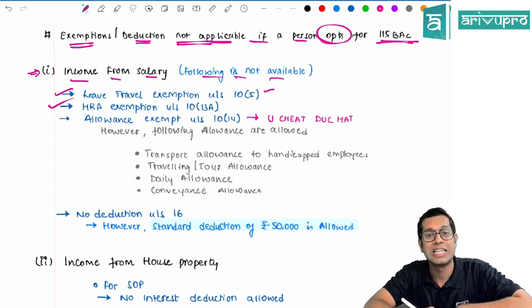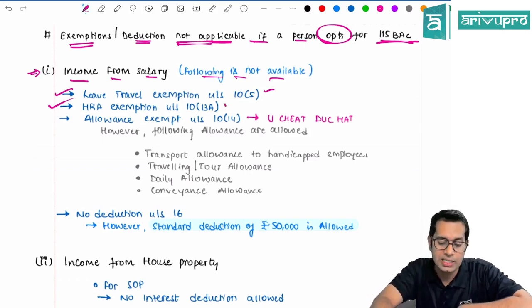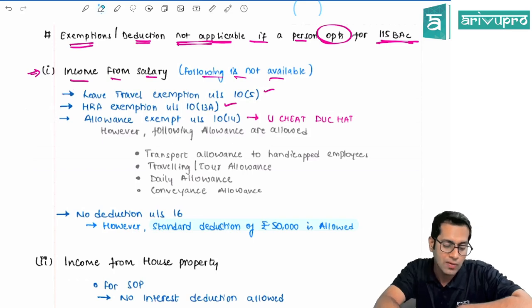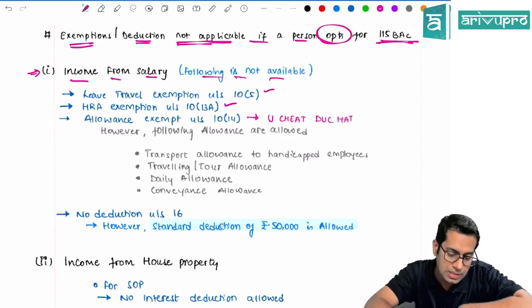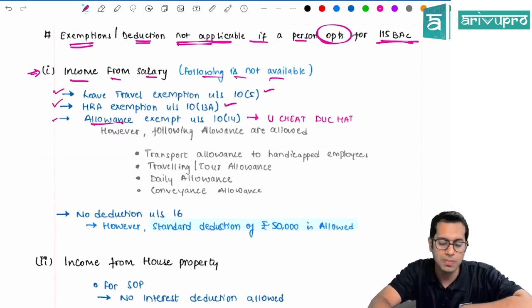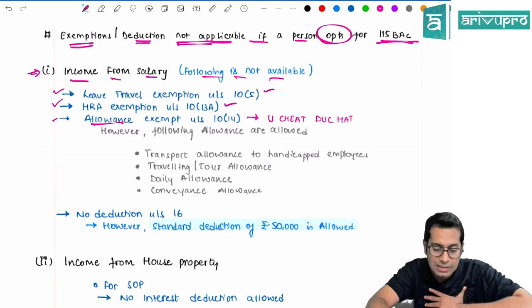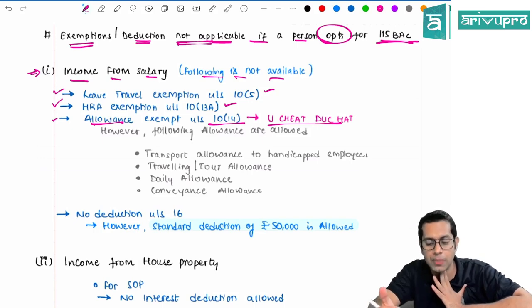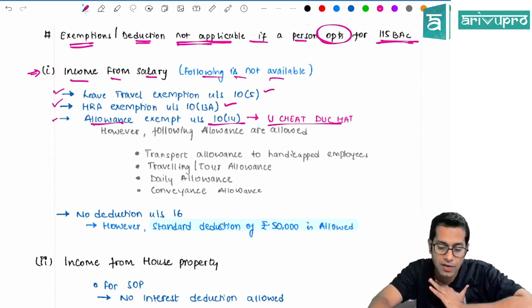Then HRA, if the company is giving you HRA, that HRA will become fully taxable. No deduction or exemption under section 10(13)(a) will be given to you. Then whatever different types of allowances your company is paying you, it will become fully taxable. Allowances under section 10(14): underground allowance, commutation allowance, hostel allowance, education allowance, etc. You will not get any benefit of these allowances.